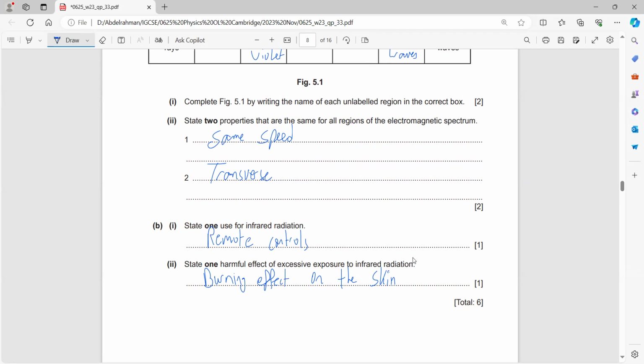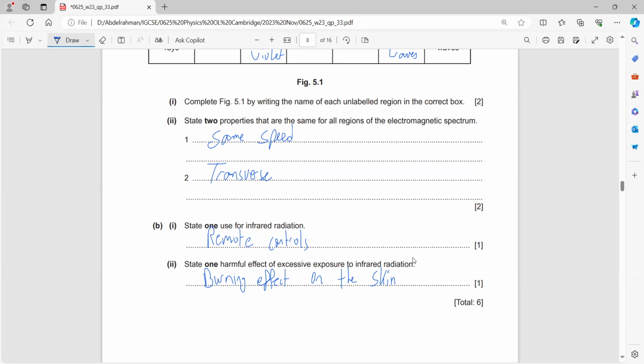whenever I get these skin burns, these are due to what, guys? Due to the infrared radiation. Skin mutation or cell mutation and skin diseases and cancer, these are not effects of the infrared radiation. These are effects of the ultraviolet and X-rays and the gamma rays.